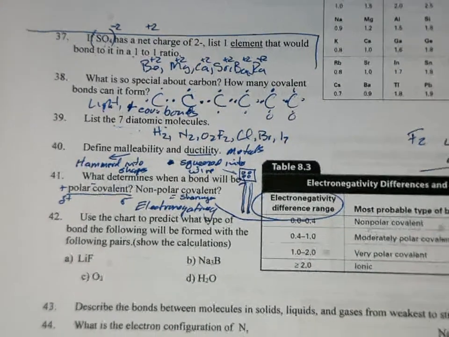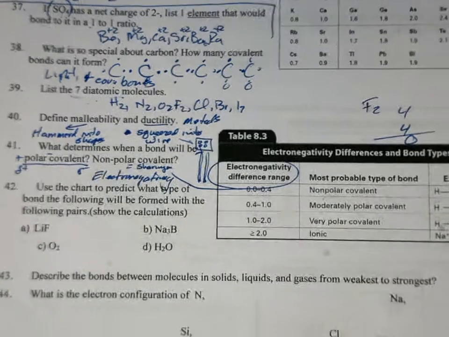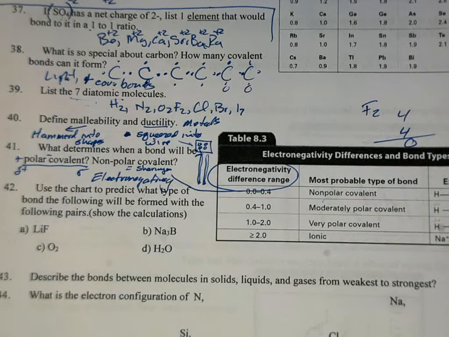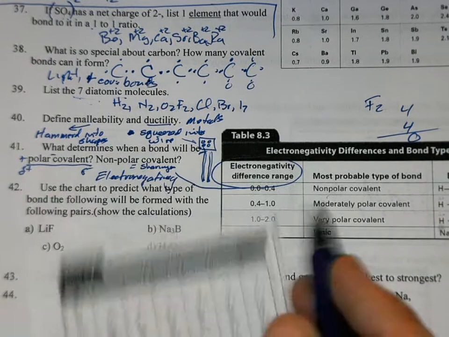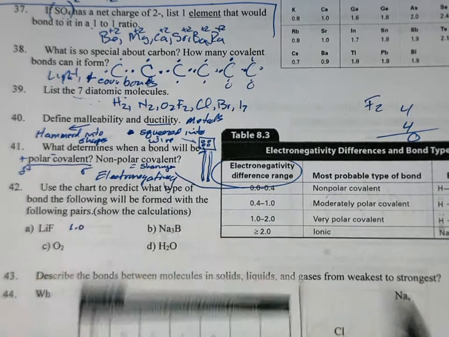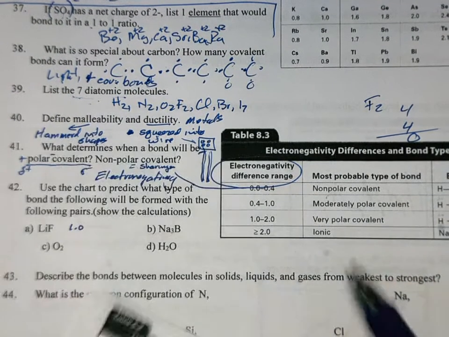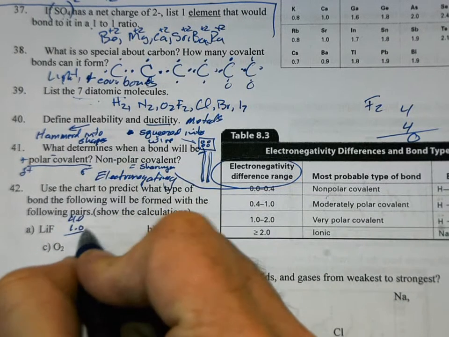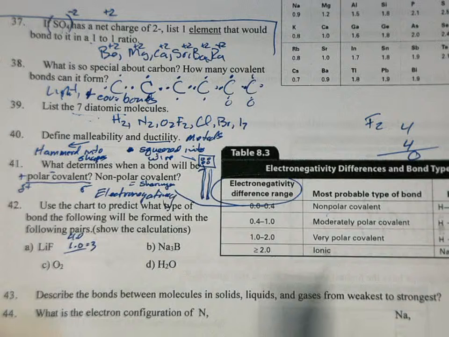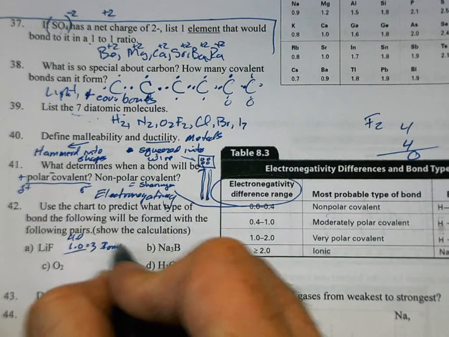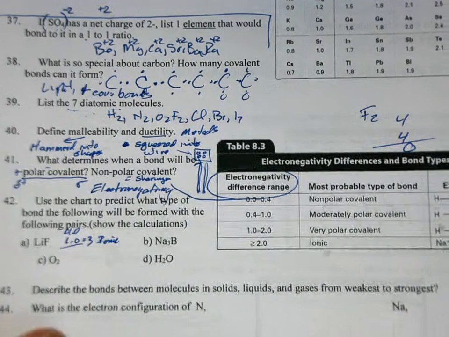So let's use this chart and do some predictions here. We've got LiF. You look on here, Li has electronegativity 1. Fluorine has 4. So 4 minus 1 equals 3. On this chart, if it's greater than 2, it's ionic. Makes sense, a metal and a non-metal.